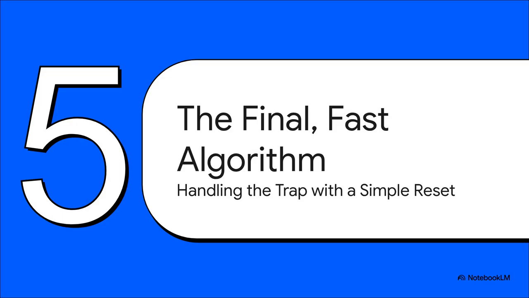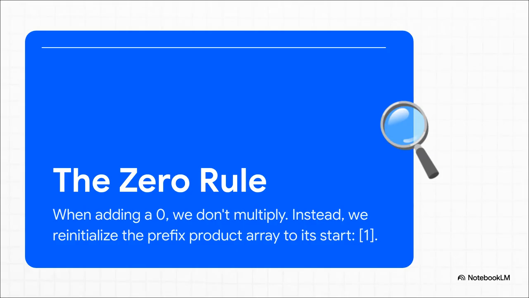But don't worry, it's not hopeless. There is an equally elegant fix. We can handle this zero problem with one simple, clever rule. This is the last piece of the puzzle for our final, fast, and robust algorithm. Here's the rule. If the number you're adding is 0, you just hit the reset button. That's it. You forget everything you've calculated so far, we throw away our prefix array and just start a brand new one right back at its initial state, 1. The 0 basically draws a line in the sand.